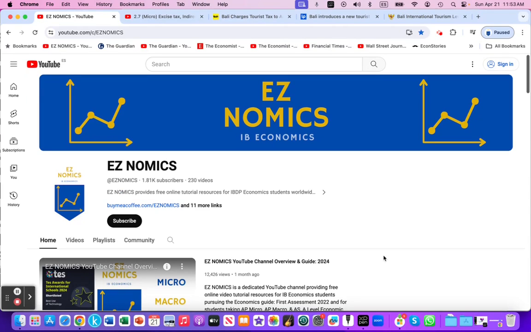This is not on the IB syllabus, but perhaps for an internal assessment, this could be a model that you can use if you're encountering an article where the government is imposing tax directly on the consumer.